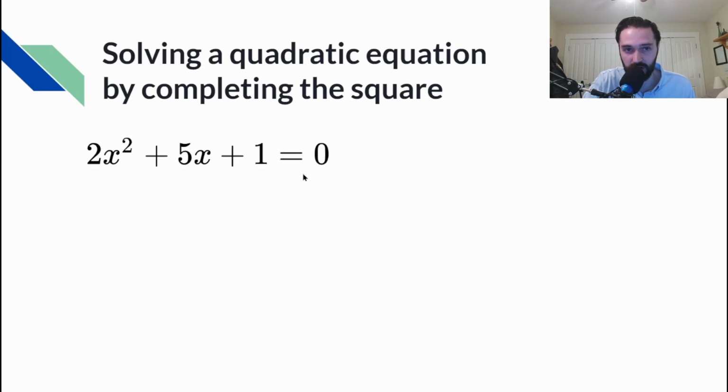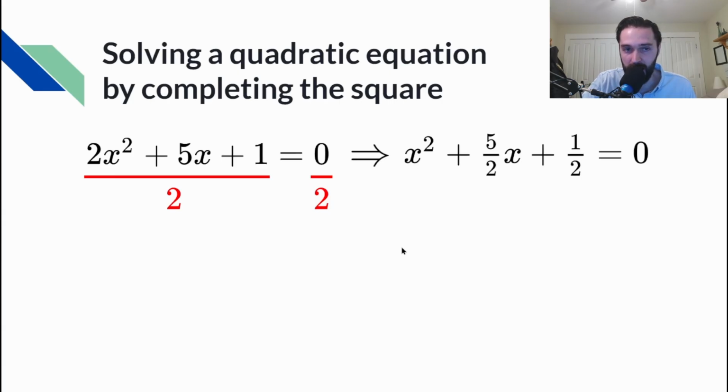Let's use the recipe to cook up some solutions to this equation here. The first thing we're going to do is divide both sides by 2. We need to get rid of this leading coefficient. So when we do that, look what happens. We have some fractions: x squared plus 5 halves x plus 1 half equals 0. But no problem, we can still follow the recipe to cook up our solutions.